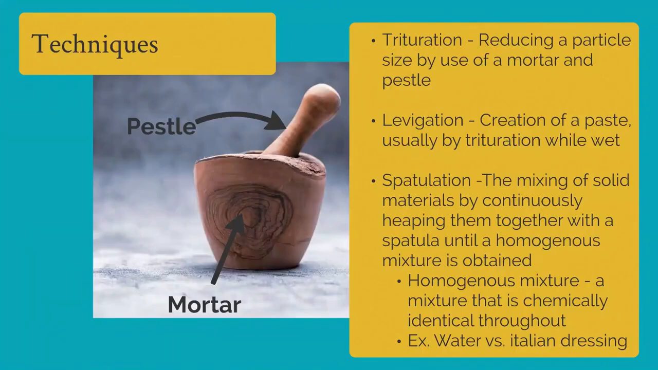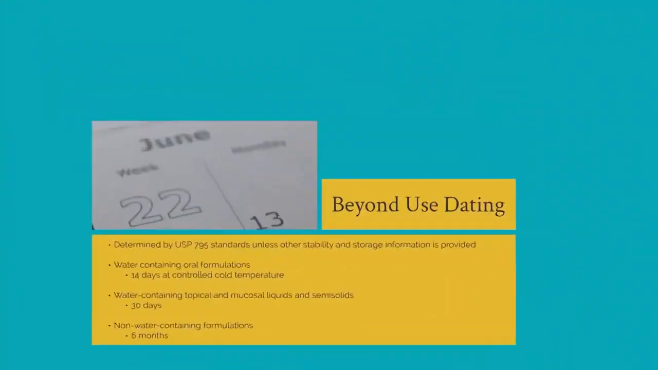So with spatulation, you'll typically have an ointment and some powder, and you'll continue to heap the powder into the ointment until it's all uniform. This is very similar to making dough or making a bread or anything like that, where you continue to heap the ingredients such as flour and sugar into the dough until the dough is completely uniform versus having little clumps of flour or little clumps of sugar. You make sure the whole thing is the same.